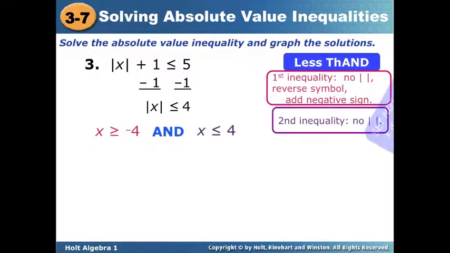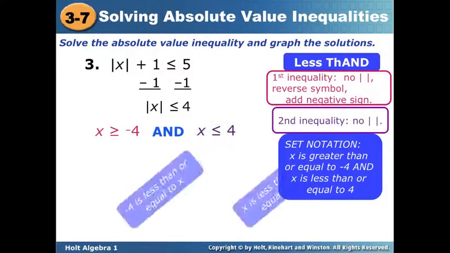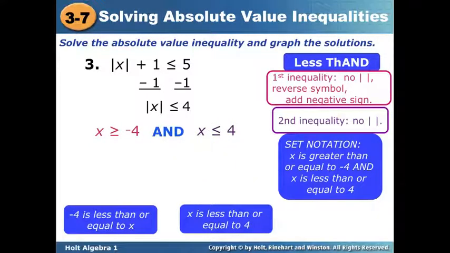And x is less than or equal to 4. The second inequality, you just drop the absolute value bars. We will not need to solve any further. X is already by itself, so we're ready to write it in our set notation. So it's the set of all x's such that negative 4 is less than or equal to x, less than or equal to positive 4. Put your numbers in least to greatest order.